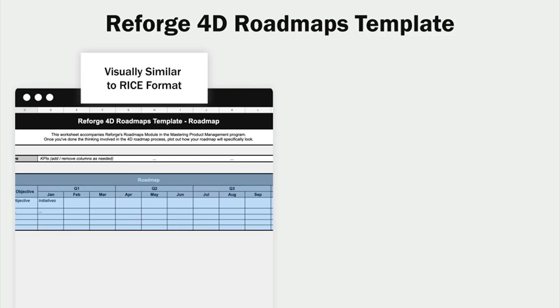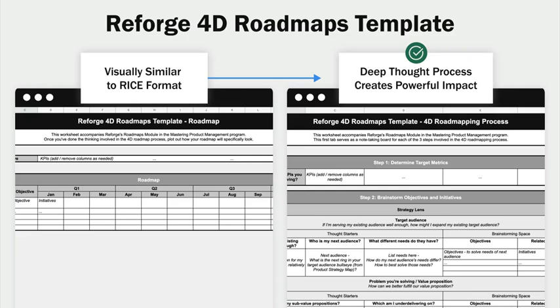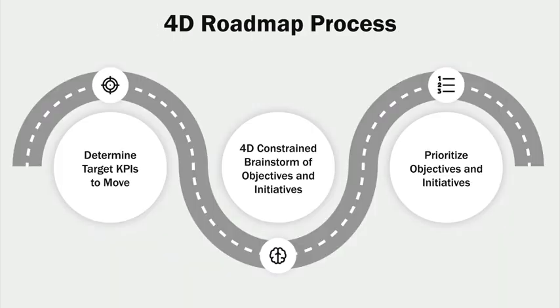The roadmap might look visually similar because it follows the same visual format that a RICE roadmap might produce. However, the thought and process you've used to create this roadmap should help generate something far more powerful in content and impact. Because you've used the 4D roadmapping process, it should feel more focused and needle-moving in the work you're taking on, with a clear rationale and narrative to sell to leadership and your other stakeholders.